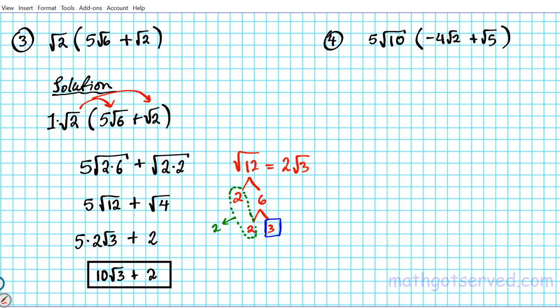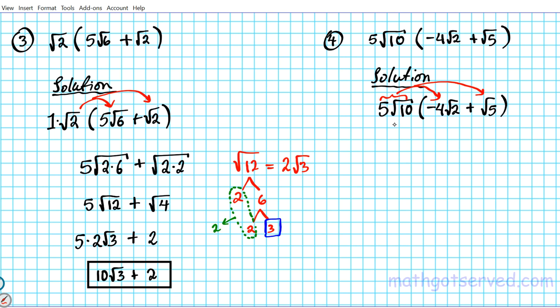Okay, so let's multiply this one. We're going to follow the same procedure that we have been using for the previous problems. Coefficient goes with coefficient, radicands go with radicands when we are distributing. Okay, so let's go ahead and do that right now. So this 5 root 10 as a whole will get distributed to this term right here, and it will get distributed to that term out there also.